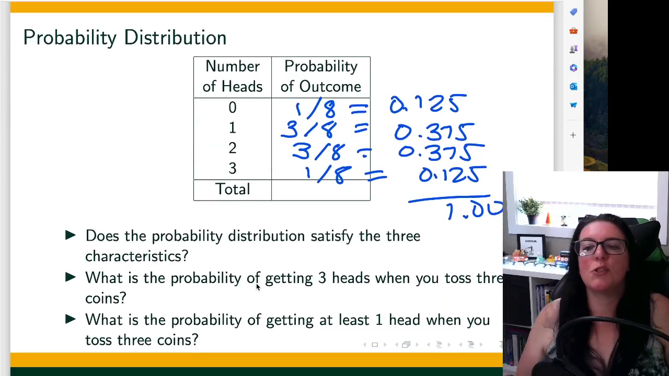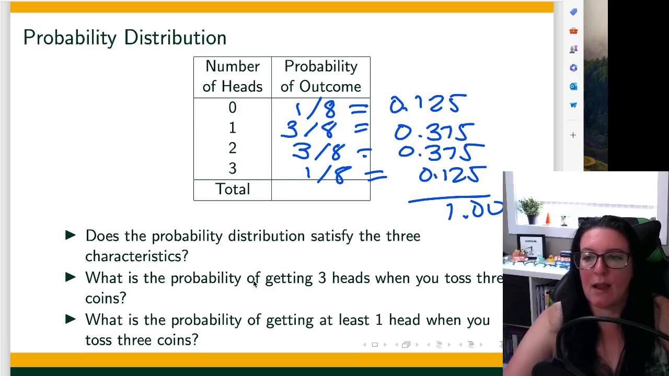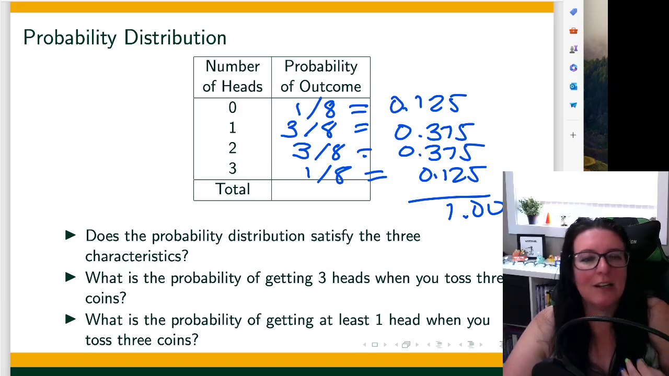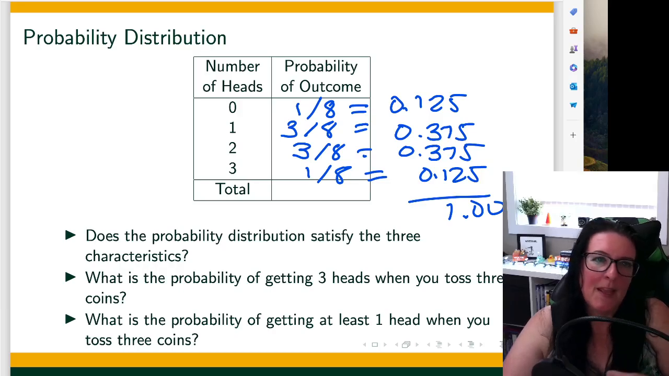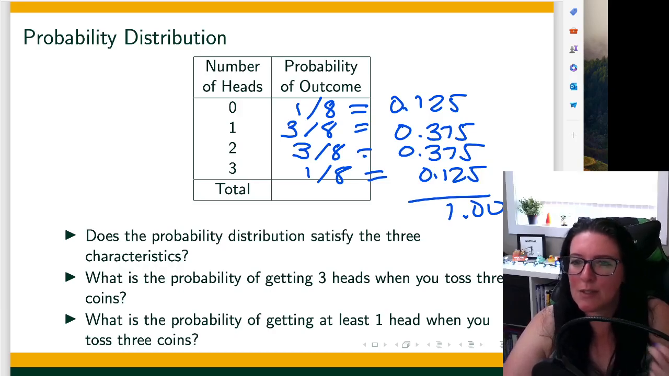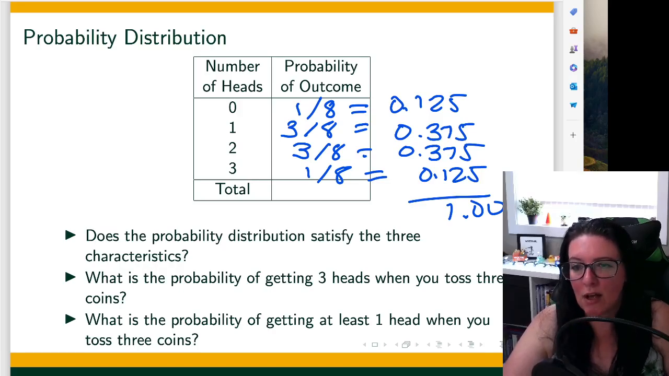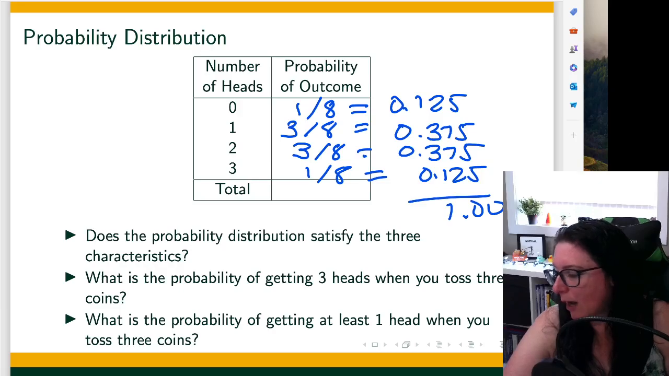Does our probability distribution satisfy our 3 characteristics? What were those 3 characteristics? Well, all the outcomes are between 0 and 1, which we have here. 0.125, 0.375, those are between 0 and 1. The outcomes are mutually exclusive, right? If you fell into one category, you didn't fall into the other. And collectively exhaustive, we have shown all the different possible outcomes here, 0, 1, 2, or 3 heads, and they total up to be 100%.